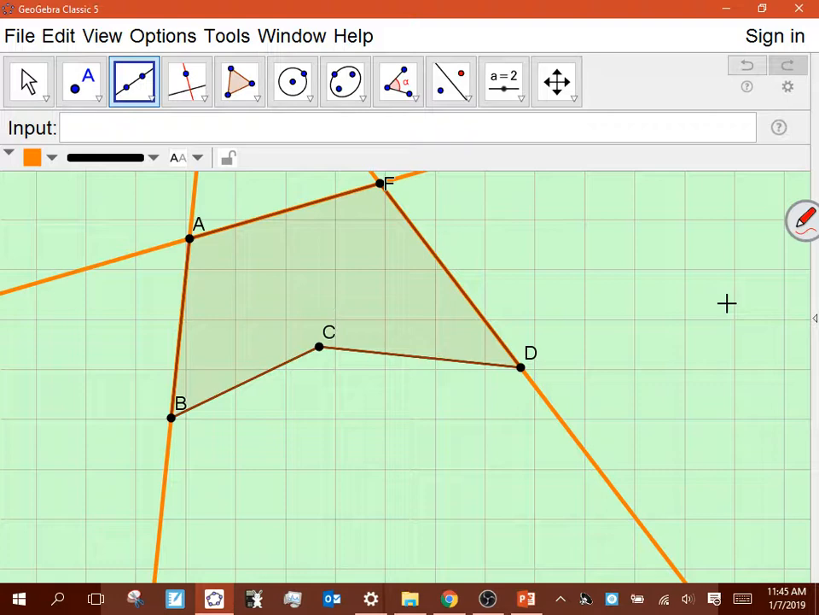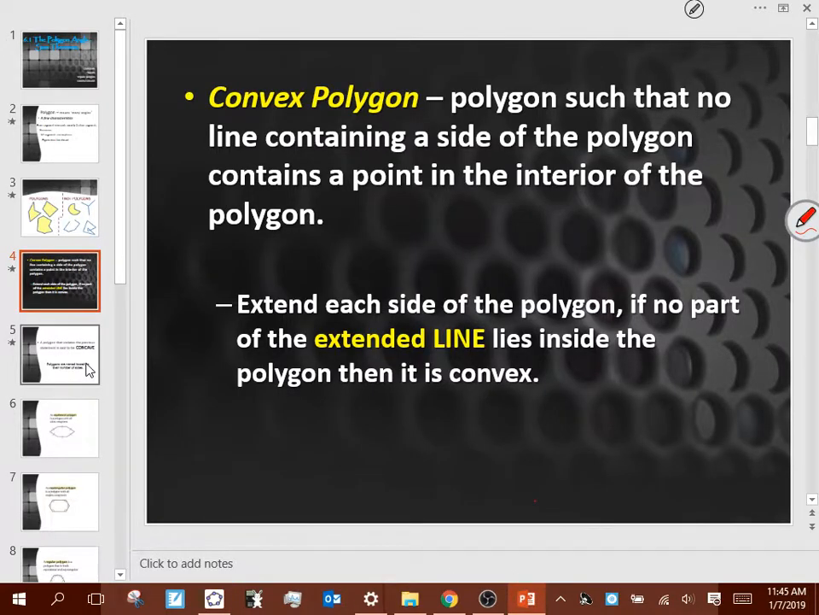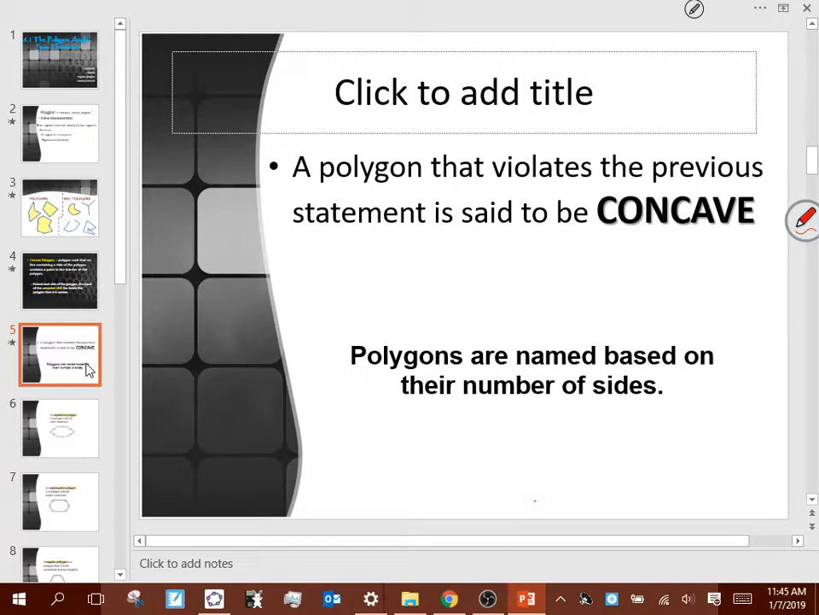Now, when it's not convex, it is said to be concave. A lot of times the definition for concave is a polygon that is not convex. So how do I know what concave is? I've got to know what convex means, right? So a concave polygon is a polygon that is not convex.